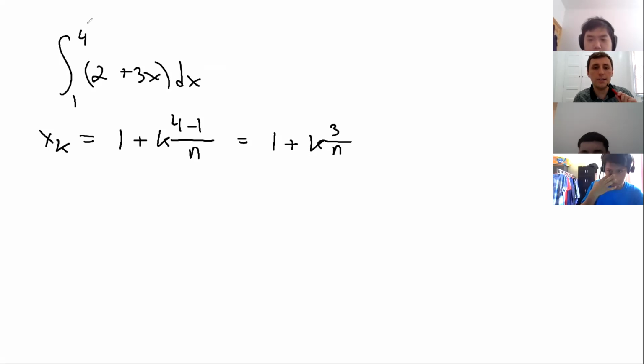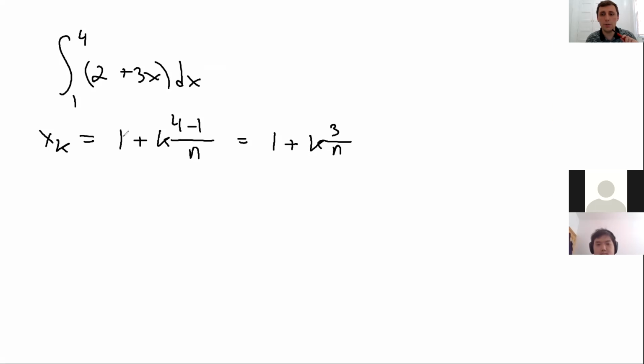Okay, would anybody answer why is it plus 1? Why is there plus 1 here? What is the 1 doing? You have to imagine where you are. I mean, here is the 1 and here is the 4.